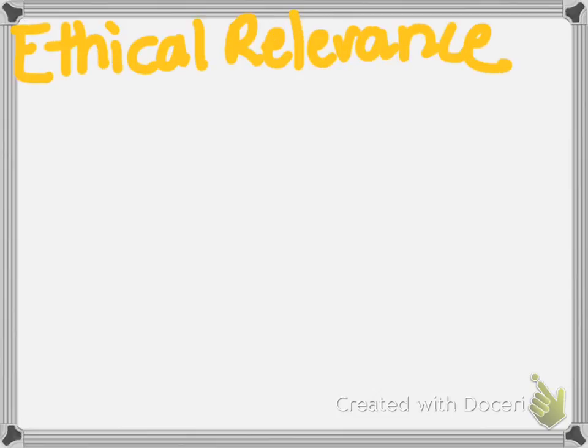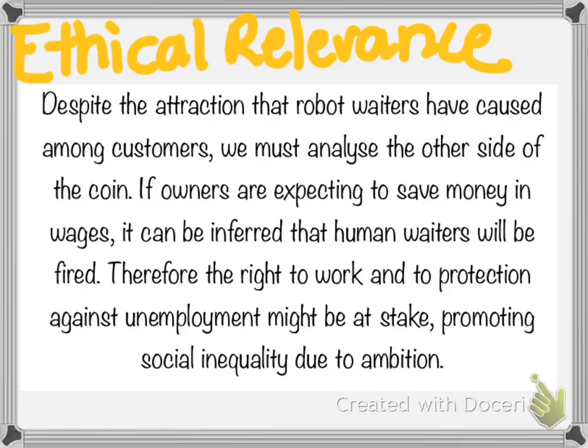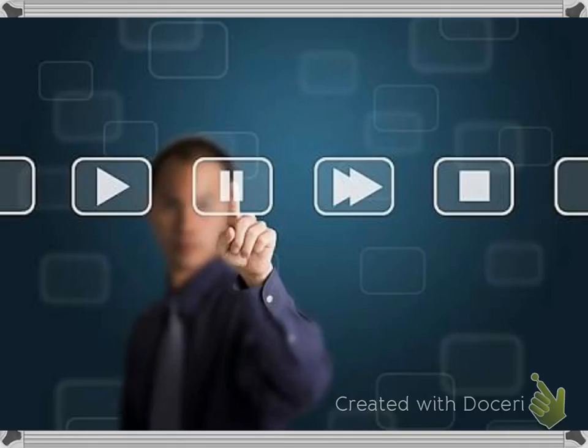Thus, the ethical relevance can be stated as follows. Despite the attraction that robot waiters have caused among customers, we must analyze the other side of the coin. If owners are expecting to save money in wages, it can be inferred that human waiters will be fired. Therefore, the right to work and to protection against unemployment might be at stake, promoting social inequality due to ambition. Please pause this video and write down the ethical relevance of your question. Once you've finished, you may continue watching this video.